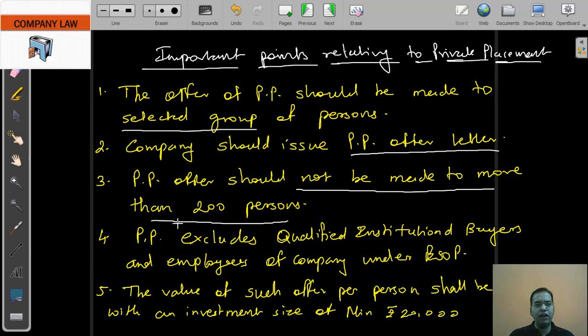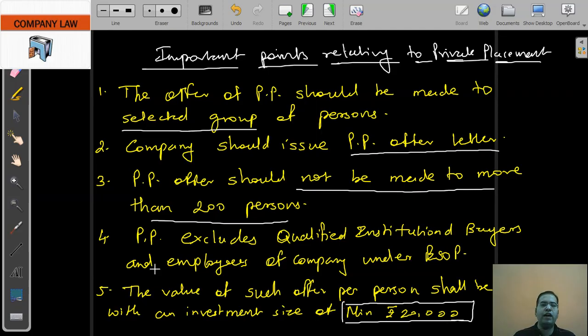So it will not be considered a private placement when you are issuing securities to qualified institutional buyers or under ESOP, because SEBI has a different regulation for these matters. The value of such offer per person shall be with an investment size of minimum rupees 20,000. This is important.